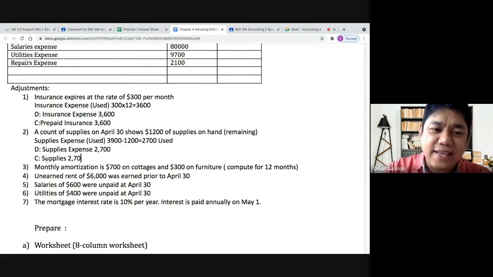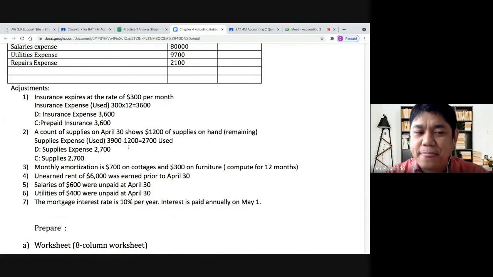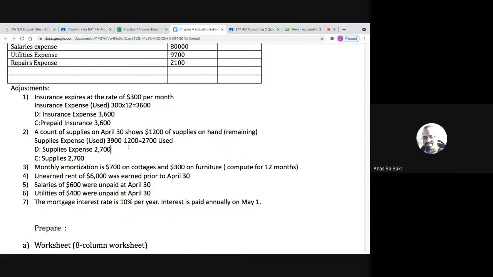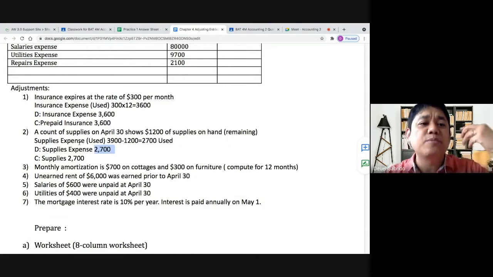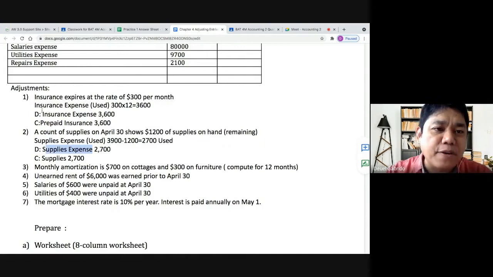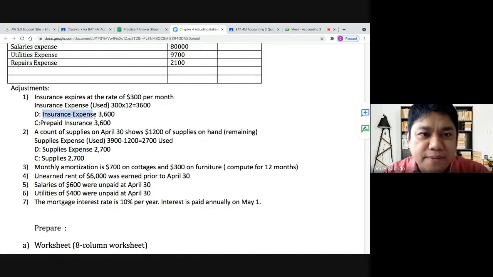2,700. Guys, can you follow? Tell me if you can follow. Say yes. Okay, very good. So in short, the reason why we put supplies on the credit is because it decreased by 2,700. Again, we have to recognize the used part. Always, guys, the used portion, recognize it and put it on the debit as supplies expense. On the first one, it's called insurance expense, right? Always put it there because we need to make it right. And then supplies went down by 2,700.